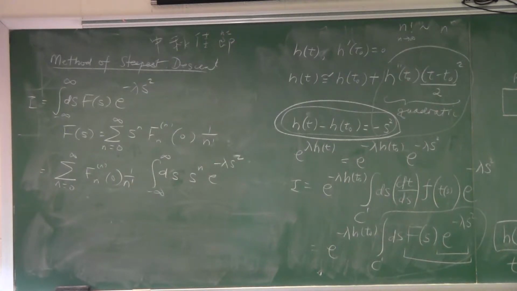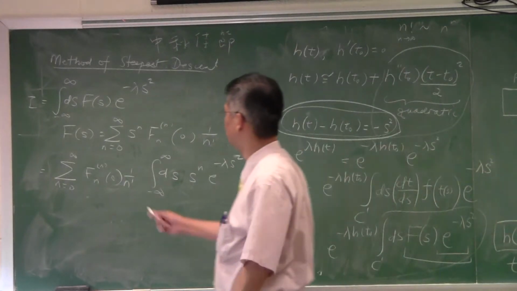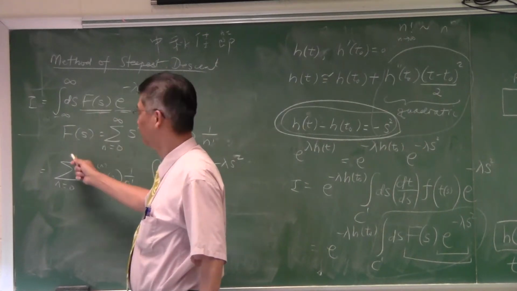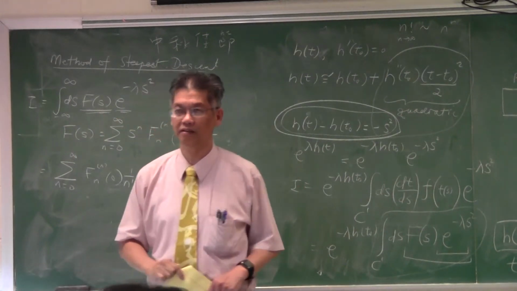Wait, so we Taylor expanded the exponential of the whole thing? No, just the function, the slowly varying part of the function. This is rapidly varying, this is slowly varying. And we expand this.